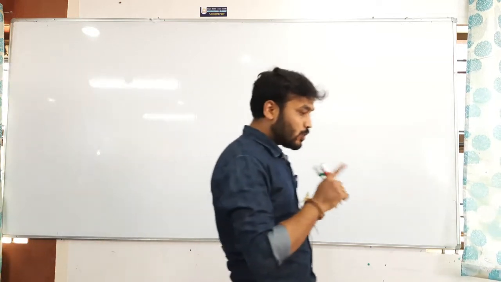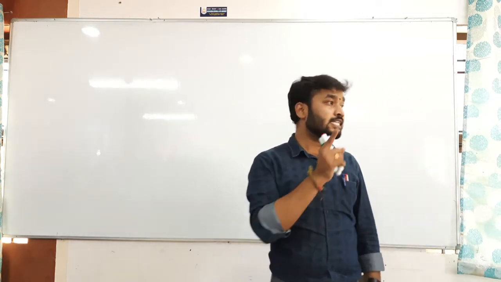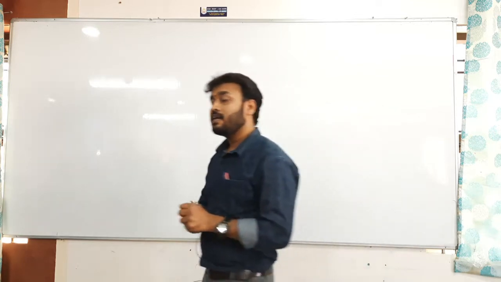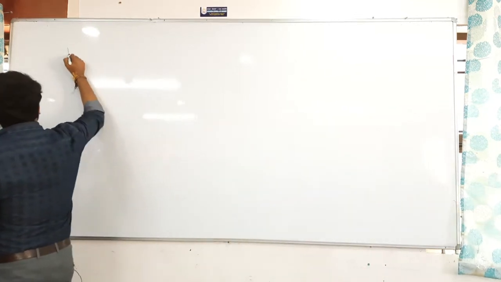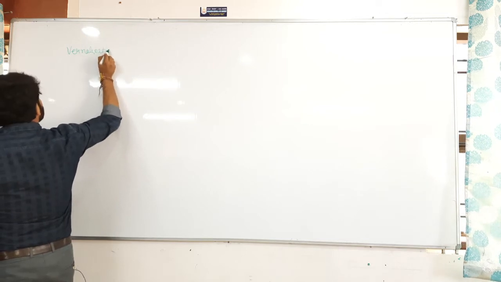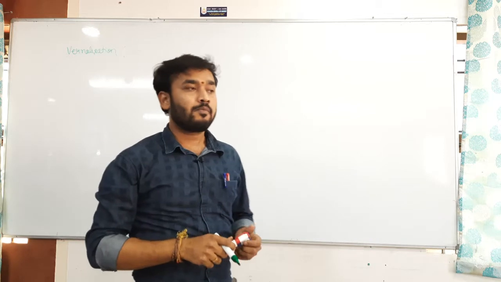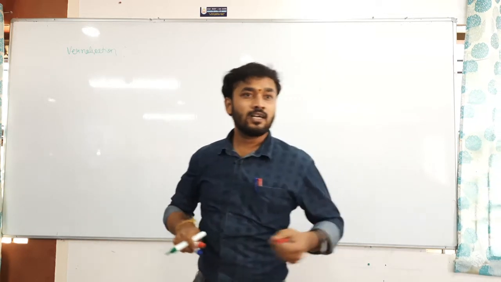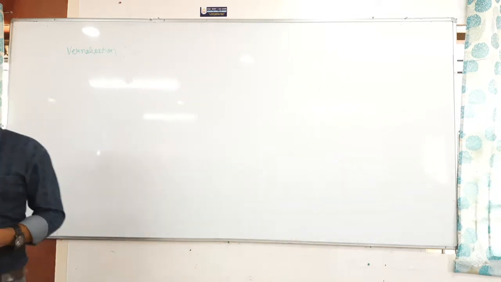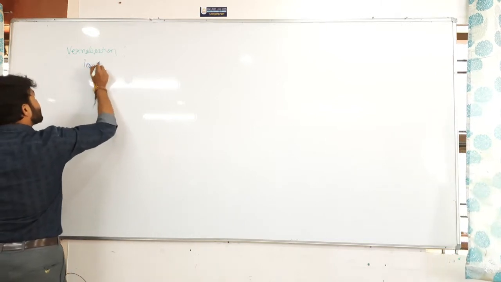So one extrinsic factor, as we studied, is light. But there is another extrinsic factor called temperature, which is mainly required for inducing the flowering. That is vernalization. What do you mean by vernalization? Vernalization is nothing but the treatment of plants at a low temperature. That is the low temperature treatment.